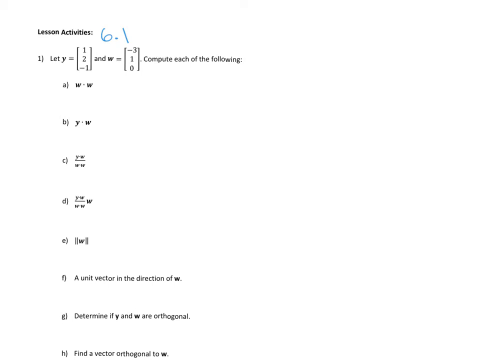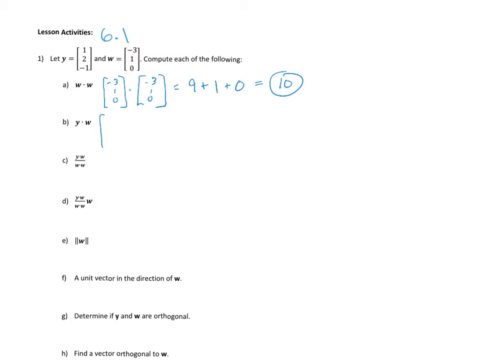Okay, these are the lesson 6.1 activities. We're going to take the dot product of W with itself, W dot W. So that would be -3, 1, 0, dotted with -3, 1, 0. We multiply corresponding entries and then add up the results. So we're going to have 9 plus 1 plus 0 is 10. So that's the -3 times the -3, that makes the 9. 1 times 1 makes 1, and 0 times 0 makes 0.